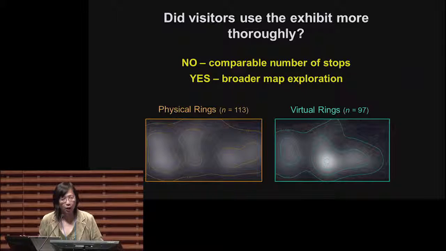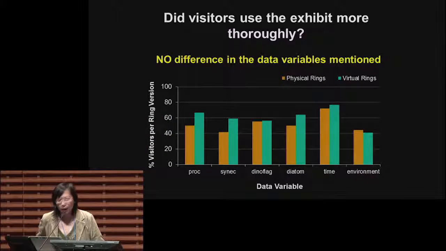So far I've only talked about the observation data. Let's look at the think-aloud data. Did people talk about the different data parameters that were part of the visualized data set? When we looked, we found no difference. So what is this saying? It seems to be saying that when it comes to thoroughness of data exploration, the physical rings didn't really buy us very much, except if you wanted to really cover a large area, this would help.